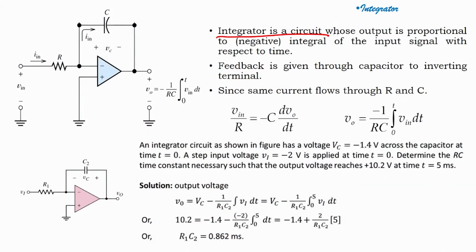An integrator is a circuit whose output is proportional to the negative integral of the input signal with respect to time. Here we have a resistor as the input, but in the feedback we have used a capacitor. If I solve it, I will have VO equals minus 1 by RC integral from 0 to t of V in dt. It will integrate the input signal V in.